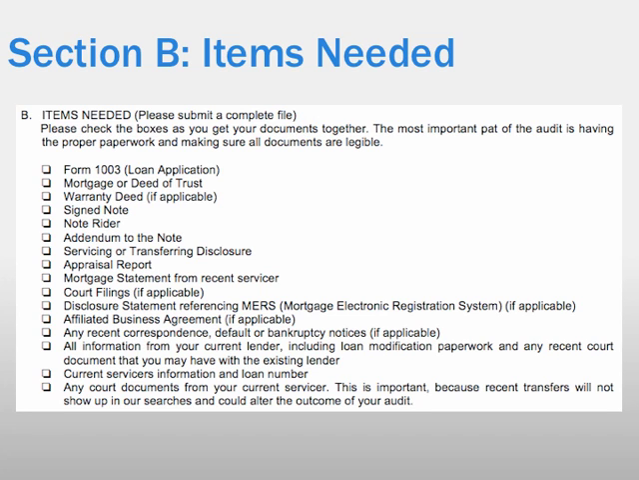Also, current servicer information and loan number. If they don't have a mortgage billing statement, then this is something we would need to get if they can provide that to us. And any court documents from the current servicer.